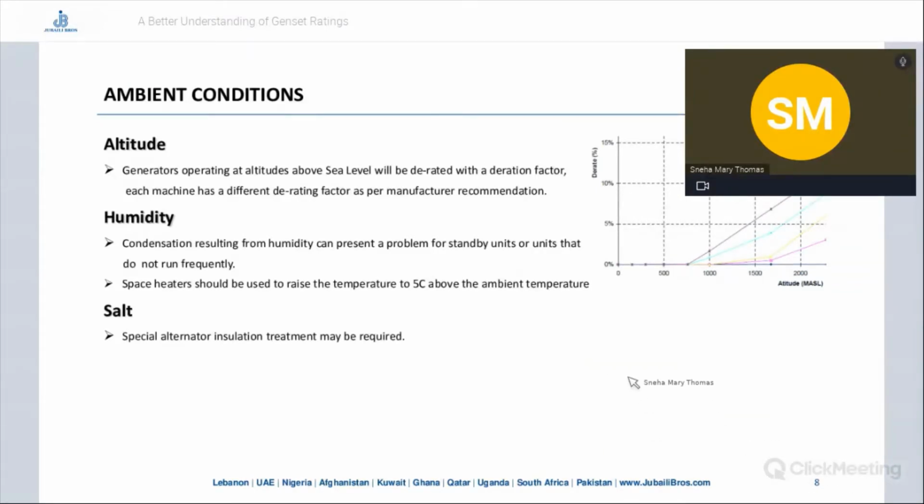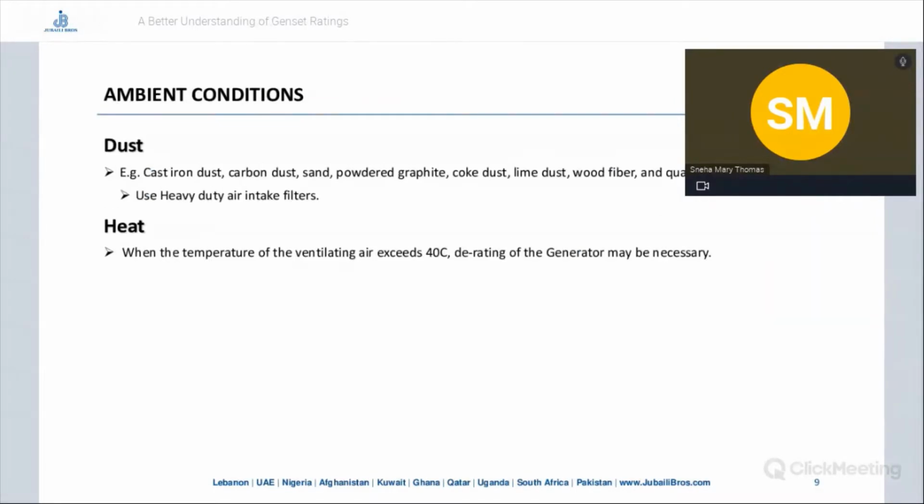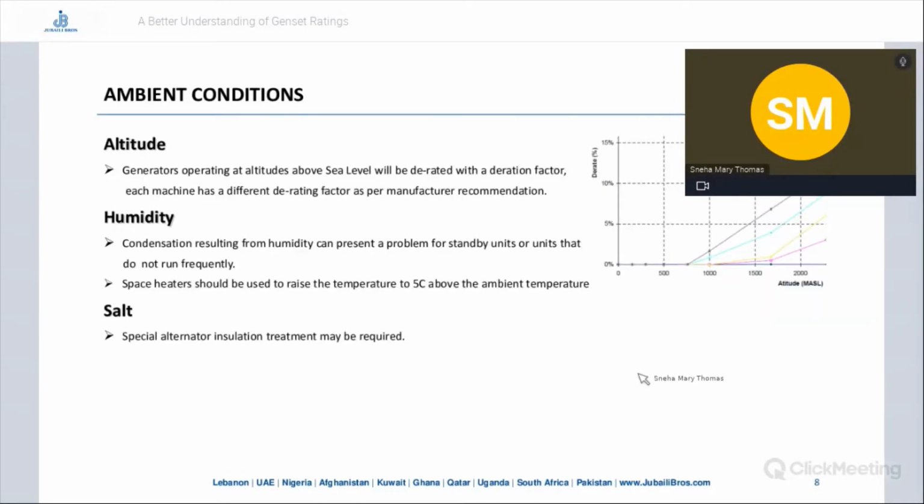Okay, what are the other factors which have to be considered for a genset selection? The different factors are altitude, humidity, salt, dust, and heat. Going into detail on each of them, as you can see, all generators operating at altitudes above sea level will be derated with a derating factor. Each machine has a different derating factor as per manufacturer recommendation. As I already mentioned, the derating factor varies from one manufacturer to another.